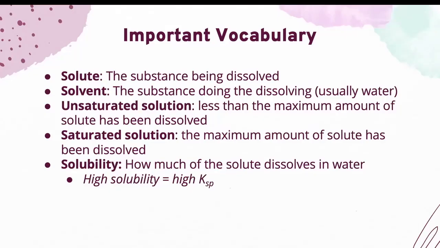And that tracks because if we have a high Ksp and a high solubility, like I said, we're going to have more dissociation. The reverse is also true. If you have a low solubility, that means you have a low Ksp, which means the equilibrium is going to favor our reactant, which is the solid, and less of the solid is going to dissociate.